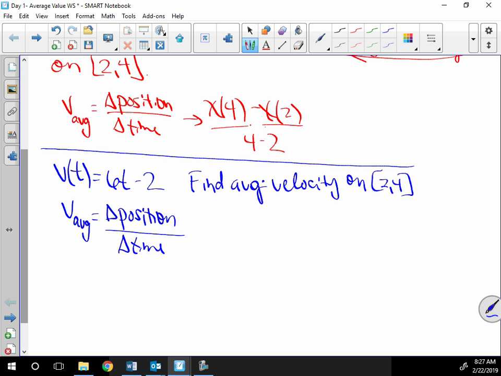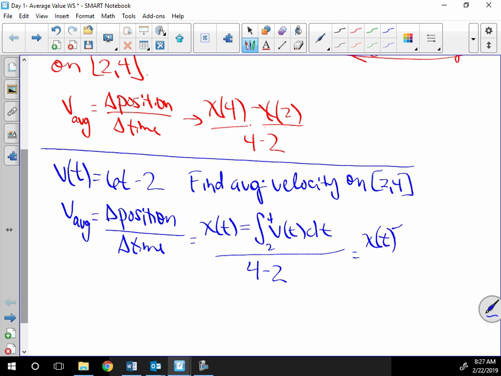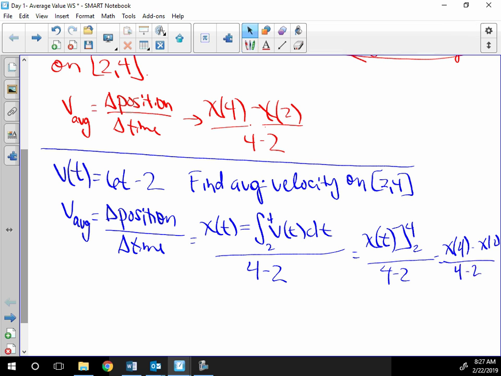What we would have to do is find our position function, but we know that is simply integrating our velocity function. Now we're only looking from 2 to 4, so we would do our integration from 2 to 4. And for the change in time, we still have 4 minus 2. Again, the antiderivative of velocity is position, so that's our antiderivative, evaluated from 2 to 4. When we substitute that in, we get our position at 4 minus our position at 2 over 4 minus 2. So you can see that's what we had earlier.